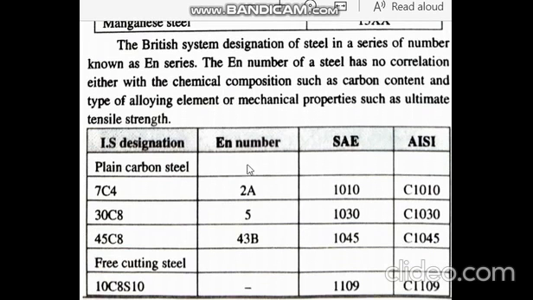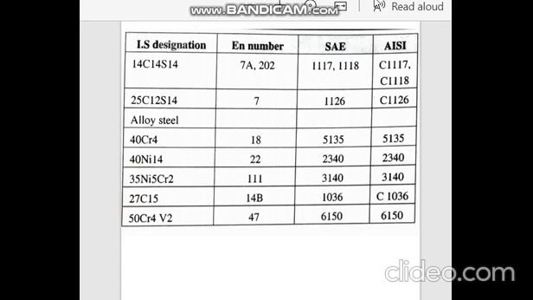Okay, see here now comparison is given between IS standard, EN standard, SAE, and AISI. A plain carbon steel 7C4 is given by EN2A or SAE 1010, or in AISI it is given as C1010, like that. So just by this table you can know how in different countries it is called by different designations. You see some more comparisons are here in this table continuing.